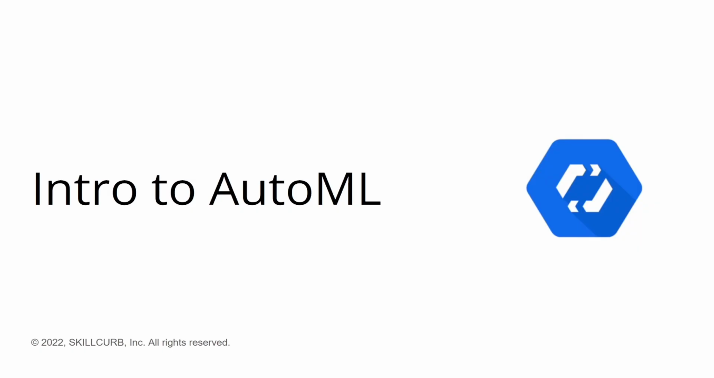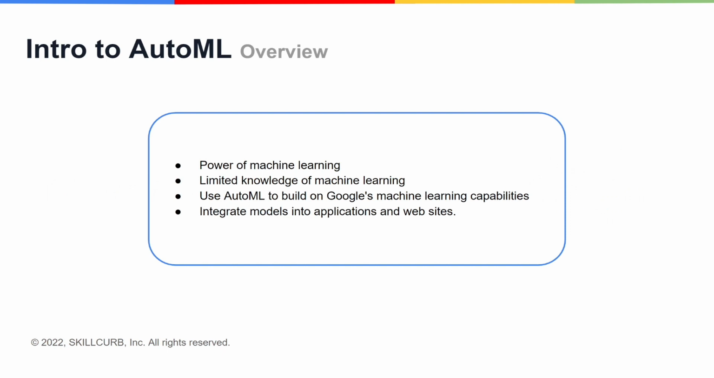Introduction to AutoML. AutoML makes the power of machine learning available to you even if you have limited knowledge of machine learning. You can use AutoML to build on Google's machine learning capabilities to create your own custom machine learning models that are tailored to your business needs, and then integrate those models into your applications and websites.